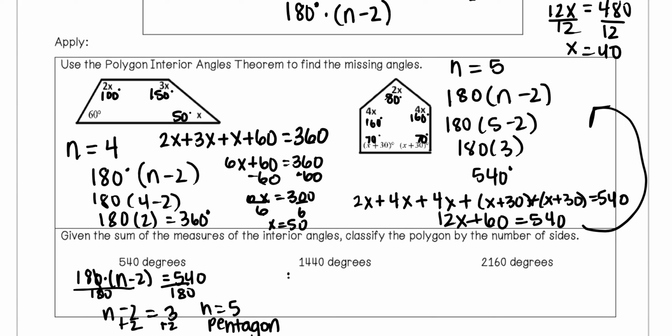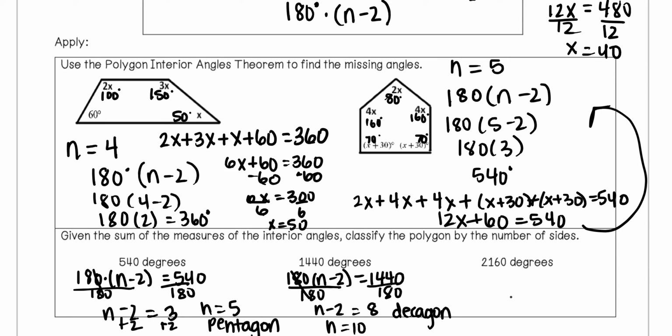In our next example, we will again set that expression 180 times n minus 2 equal to this new sum of 1,440 degrees. To get our grouping by itself, we're going to divide by 180 on each side. So we are left with n minus 2 equals 8, and then we'll add 2 to each side for n equals 10. That means that we have a decagon. There are 10 sides on that polygon.